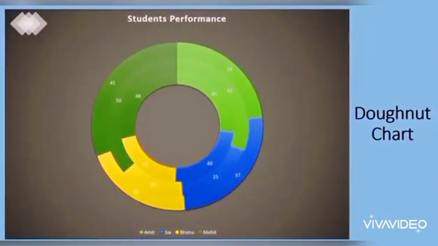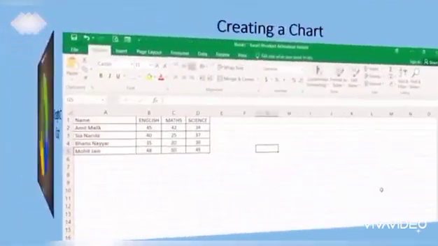This is a donut chart. Now this chart shows the relationship of part to a whole. As you can see here, all the marks of the students are there in 3 different concentric circles. So it is basically a donut chart where all the data is represented in the form of concentric circles, or it is divided into different sectors in the shape of a donut.